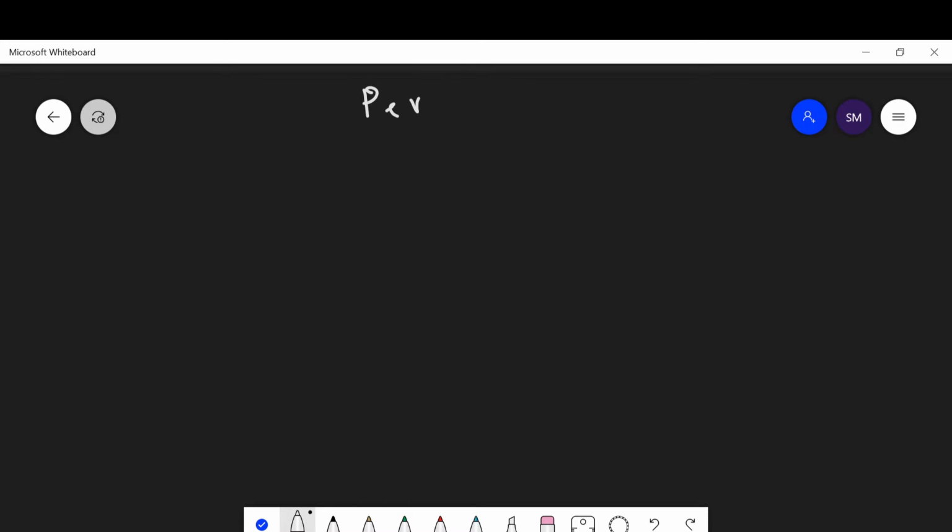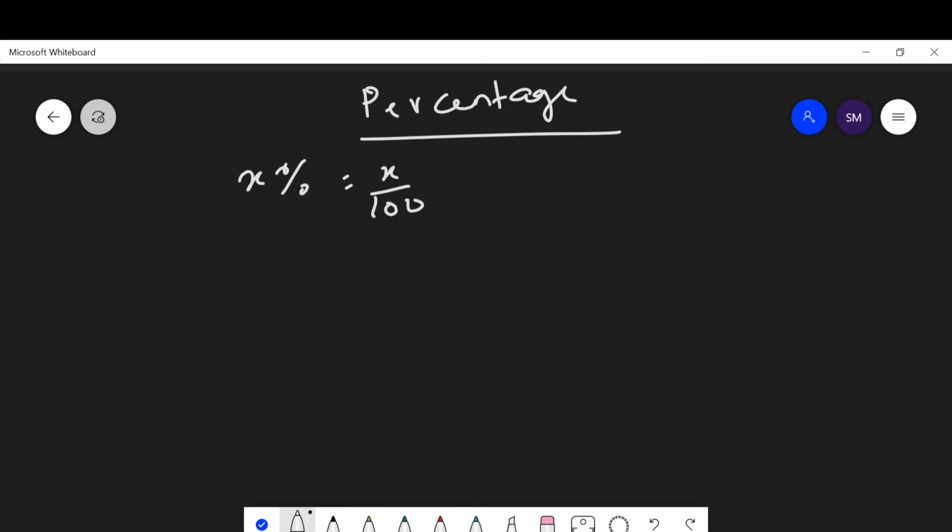Today we continue with percentage. What is percentage? At first, think about what percentage is. The concept of percentage you have already discussed in class 7. Now we review it. Percentage means so many hundredths. Suppose x%. x% means x upon 100. 10% means 10 upon 100.